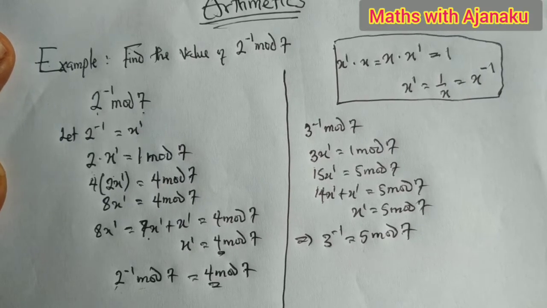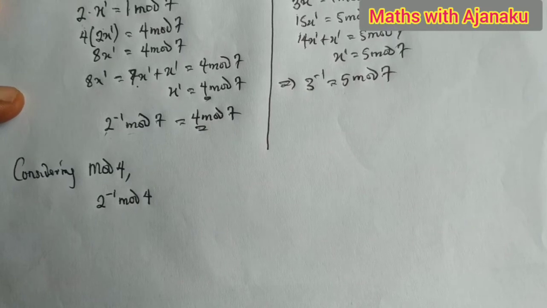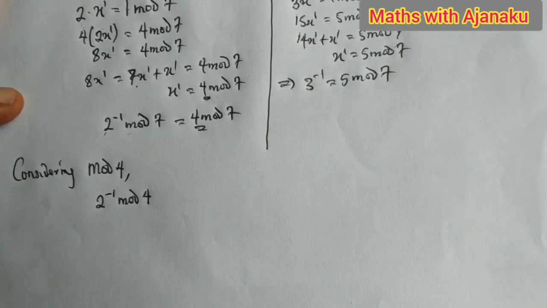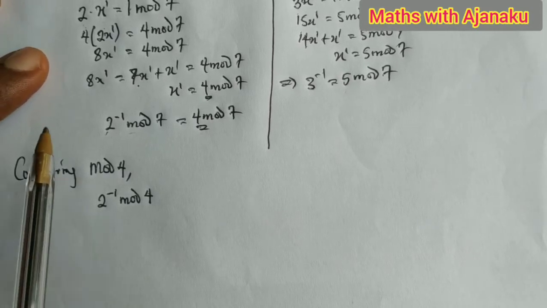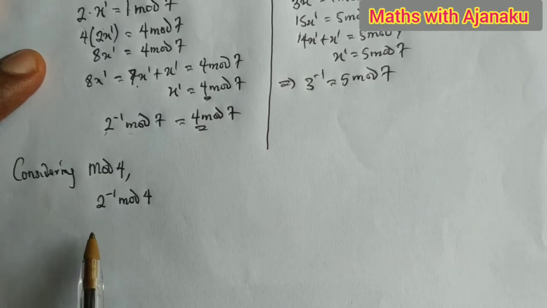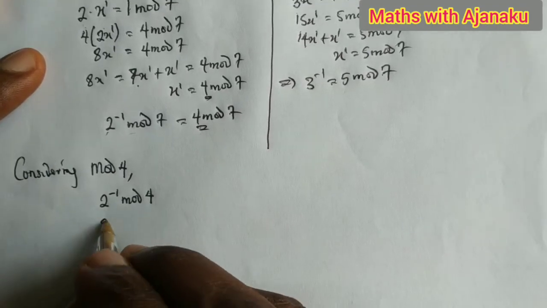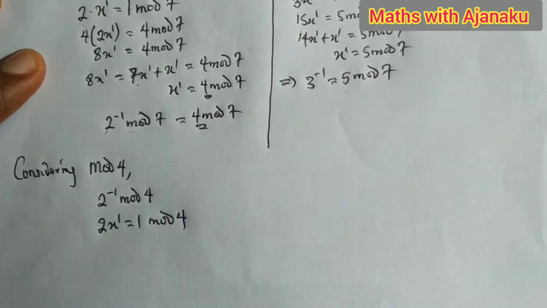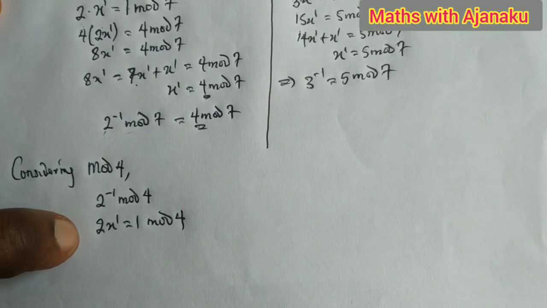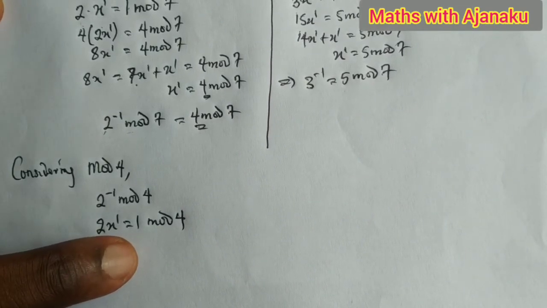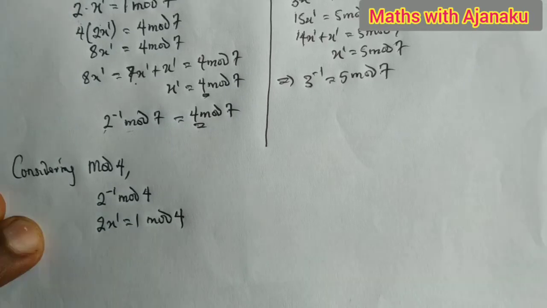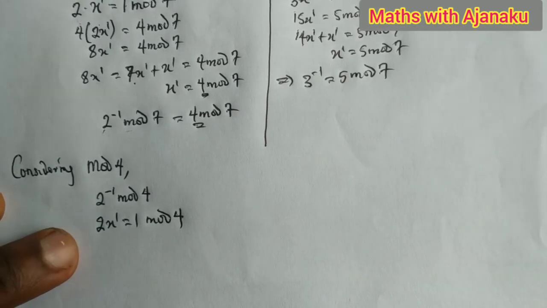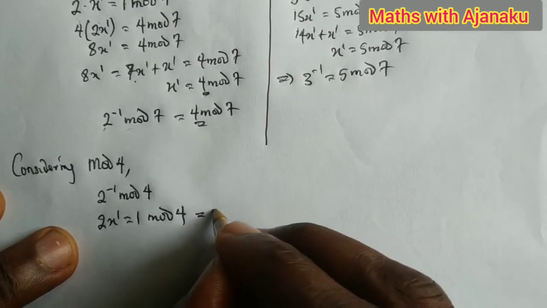Let's consider modulo 4. Take for instance the inverse of 2 in modulo 4. You would realize that there's no way you can keep on multiplying the value we've gotten here. Supposing we say 2x' is equal to 1 modulo 4, there's no value you will multiply with this that will give you 1 at the end of the day when you reduce it. So 2 has no inverse in modulo 4.